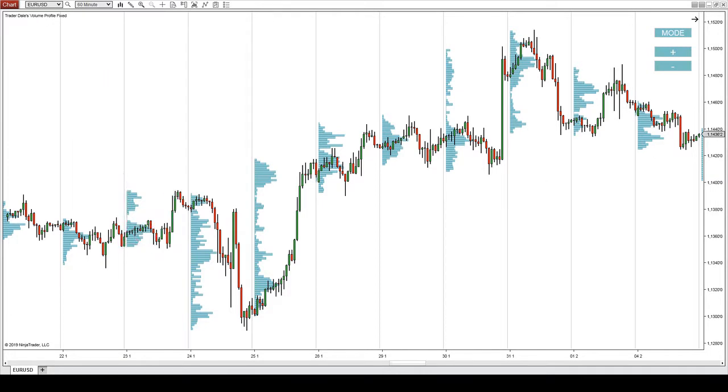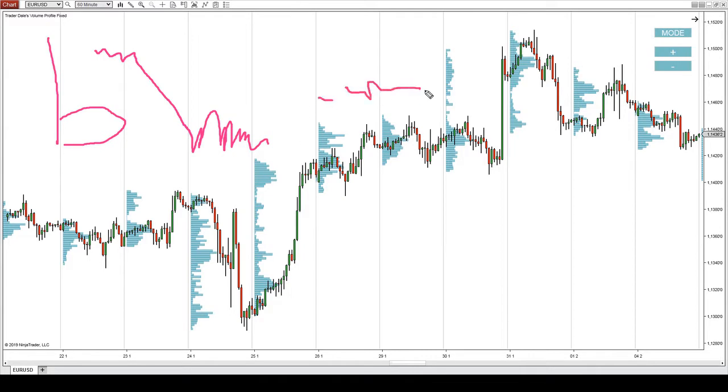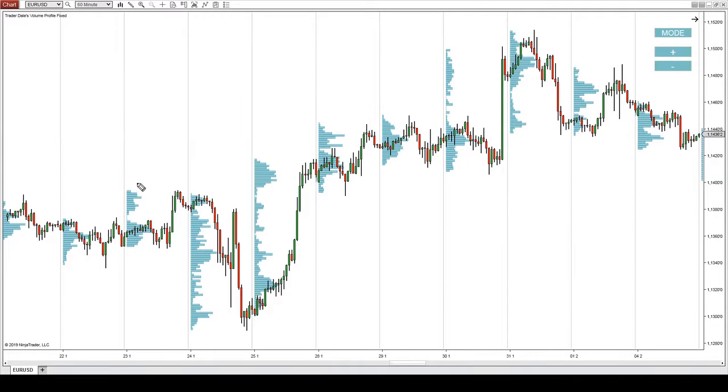So it looks like a B shape, but I don't count it as a B-shaped profile because price action behind a B-shaped profile should look, for example, like a trend followed by a rotation. Alright, not rotation followed by a trend. So this is not a proper B-shaped profile.